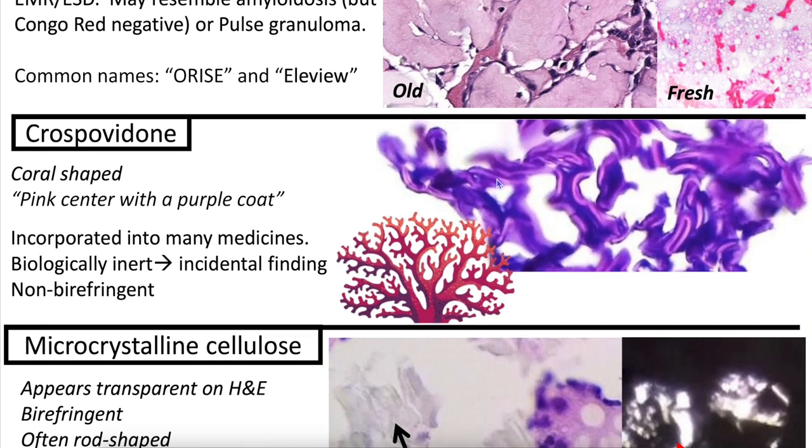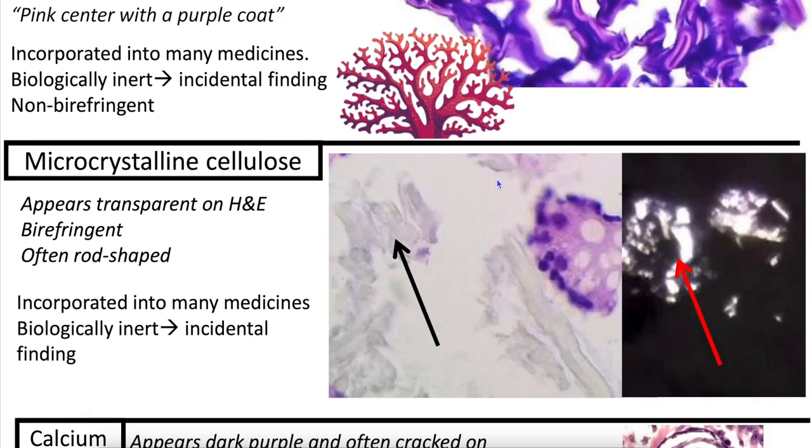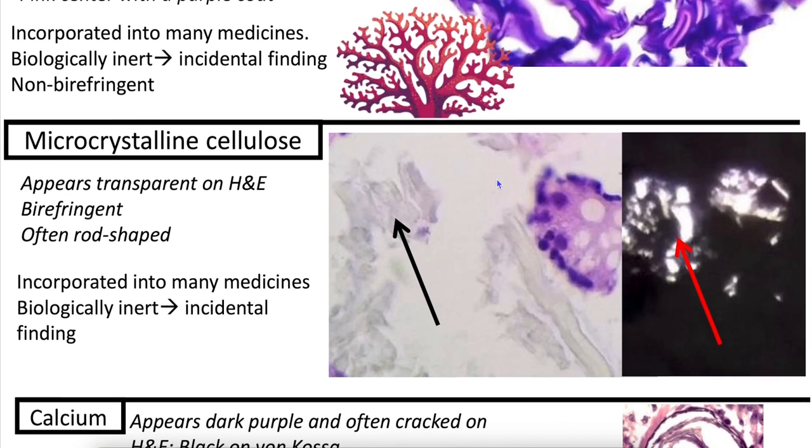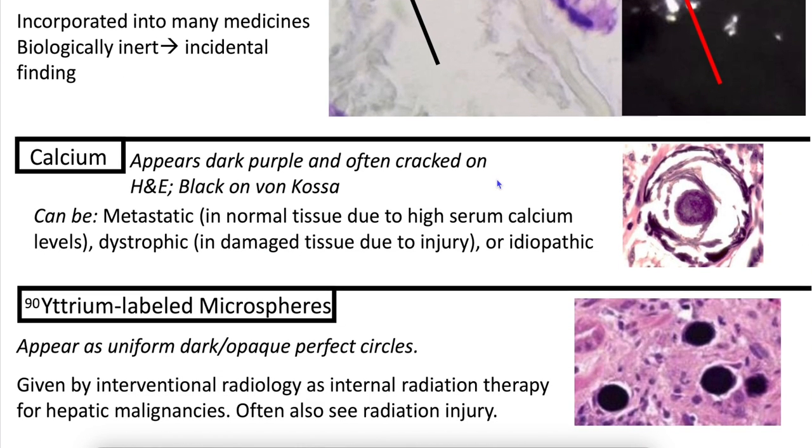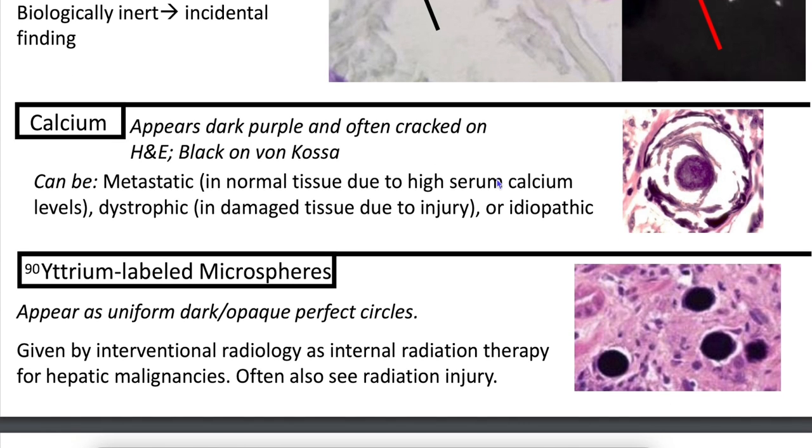Crospovidone, coral-shaped, pink center, biologically inert. Microcrystalline cellulose, birefringent, transparent on H&E, biologically inert. Calcium: metastatic is due to high serum calcium; dystrophic is damaged tissue due to injury or idiopathic. Get your von Kossa if you're not sure.